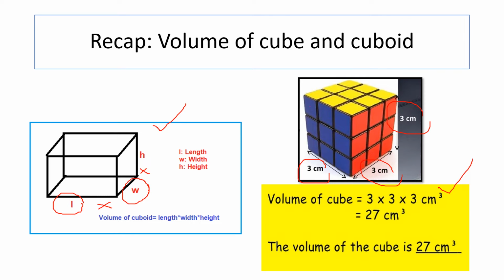So basically cuboid has the same length, width and also height. Untuk cube biasanya length, width dengan height dia sama. So for cuboid it's a bit different.